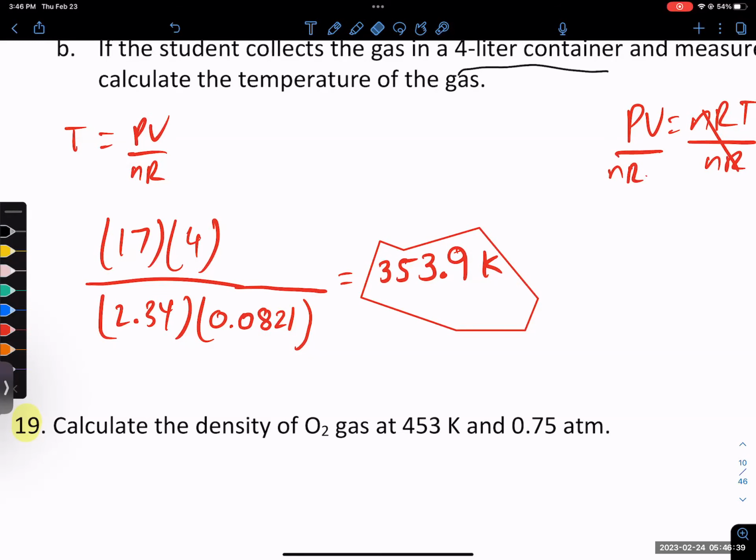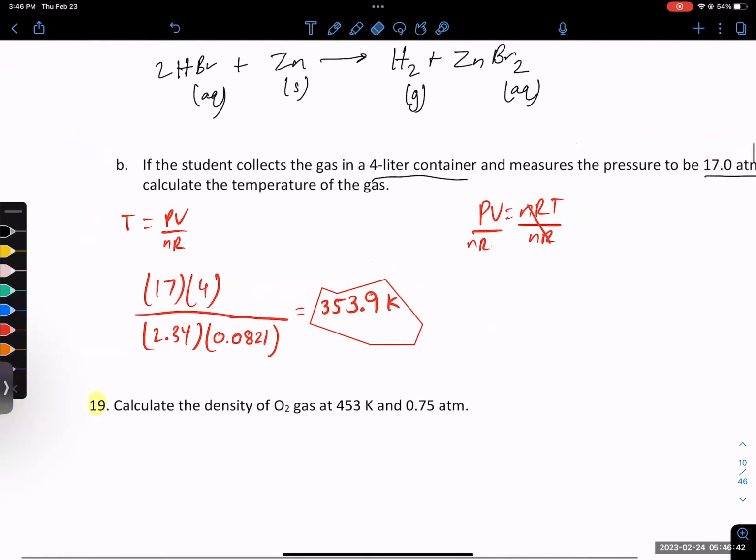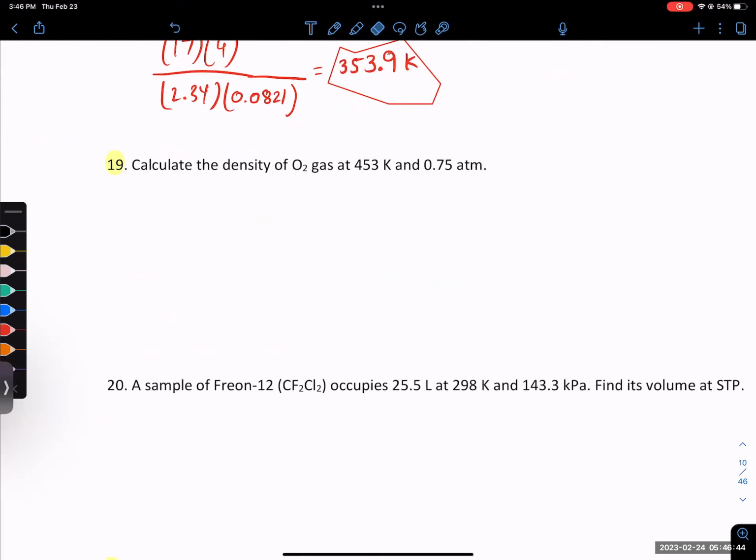Question 19. Calculate the density of oxygen gas at 453 Kelvin and 0.75 atmosphere. That's all the information you need. Calculate the density of O2 gas at 453 Kelvin and 0.75 atmospheres. Density. Start with the most basic equations that you know, and try to manipulate them in a way to solve this problem. This would be a challenge for anyone, maybe.